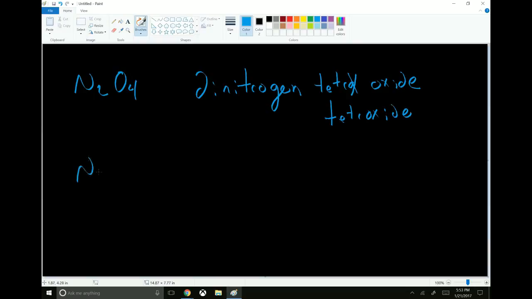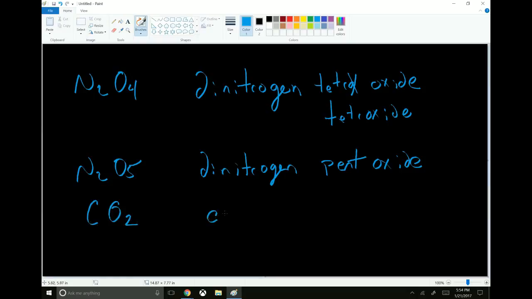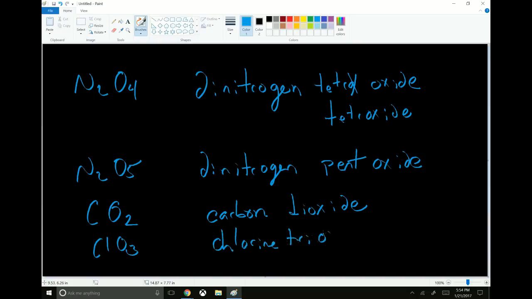Okay. So N2O5, take a second to think about what that should be. That's a long enough second. It's dinitrogen pentoxide. You still drop the A. The exception would be for di and tri. So CO2 is still carbon dioxide. Remember, no mono for the first element. Or I guess ClO3 would be chlorine trioxide.